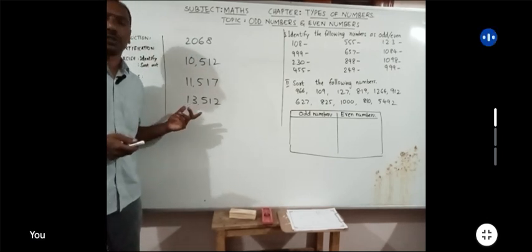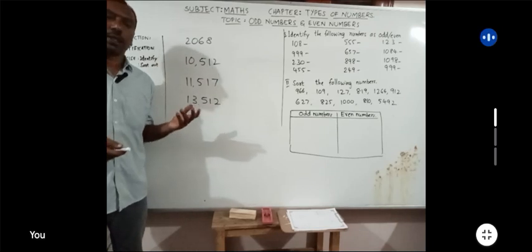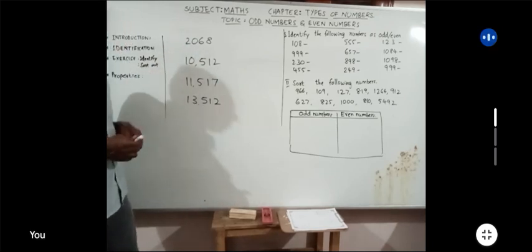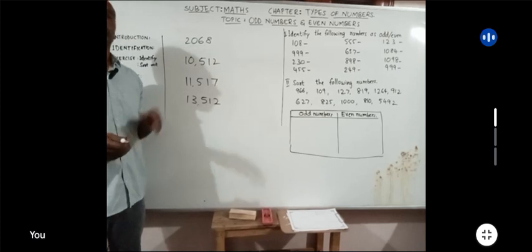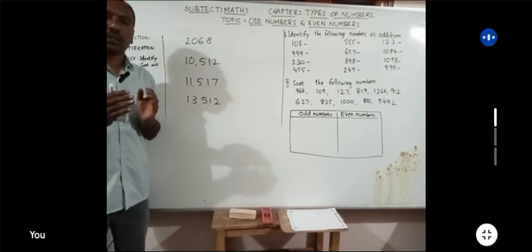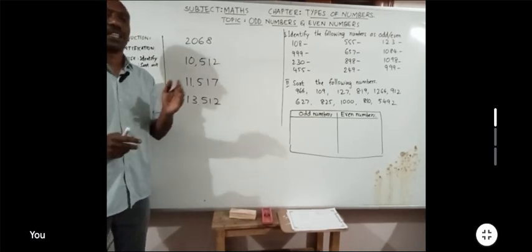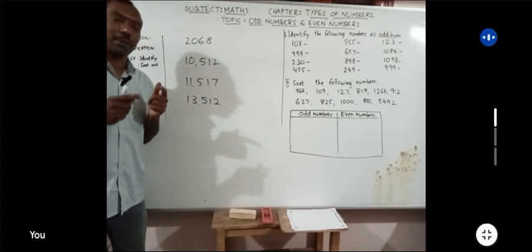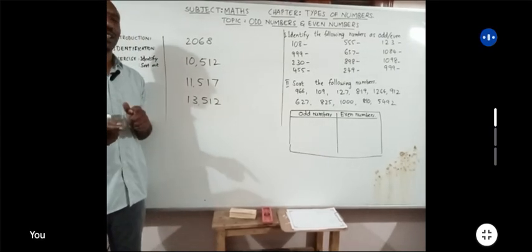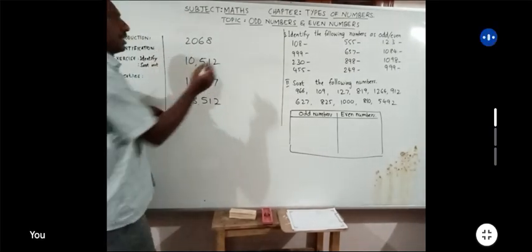Since we are pairing these numbers, you can divide the number by 2. For example, 2068. You can divide that number by 2. If the remainder is 0, then that number is an even number. If the remainder is 1, that number is an odd number. See, I will try that one.